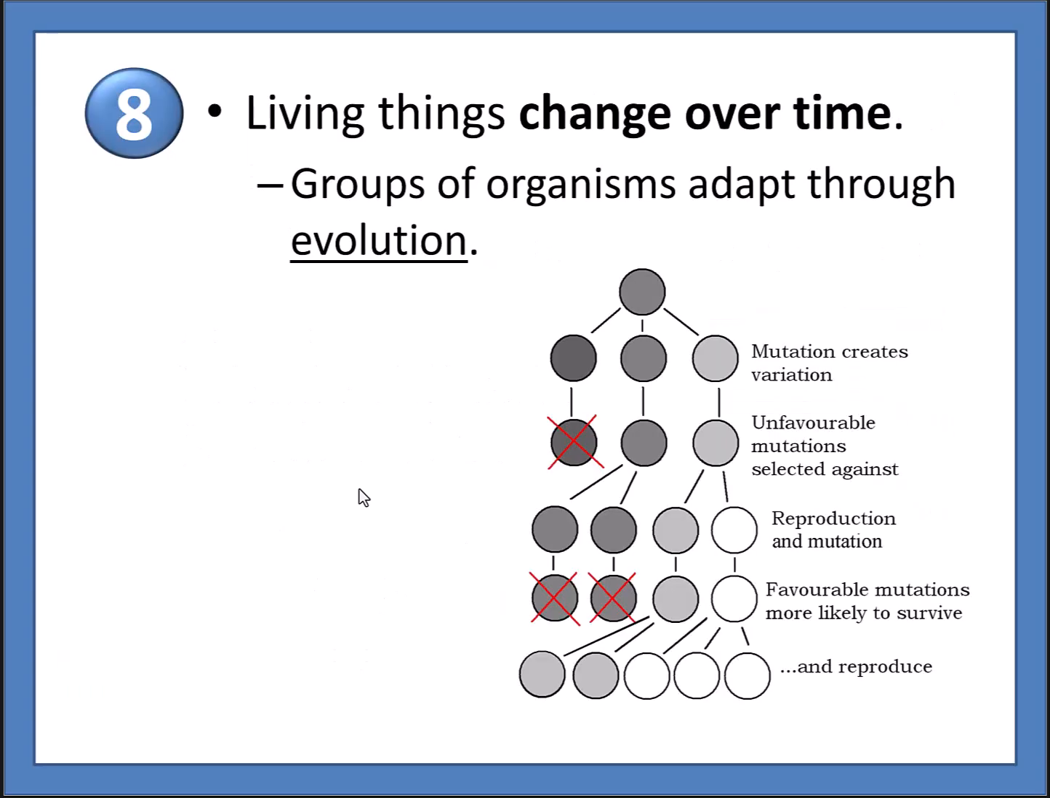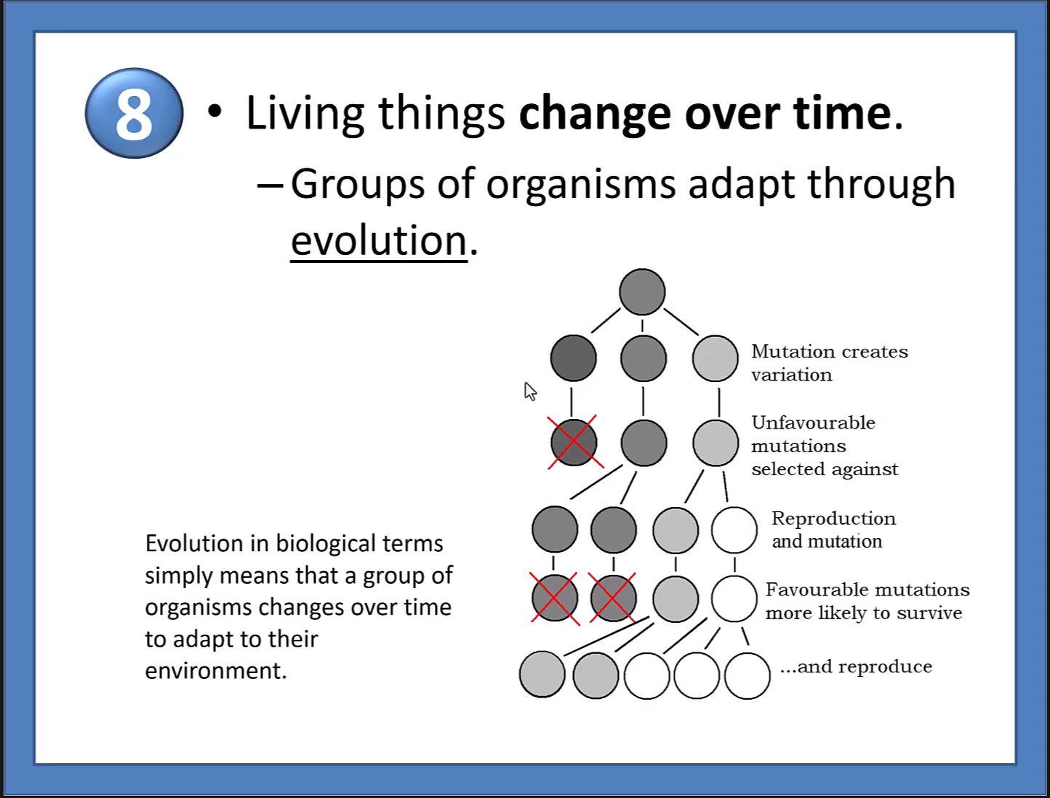Number 8, living things change over time. Groups of organisms adapt through evolution. So whenever we're discussing evolution, keep in mind that we're discussing groups of organisms. One single organism is not able to evolve, but a group of organisms can evolve over time. And evolution in biological terms simply means that a group of organisms changes over time to adapt to their environment.